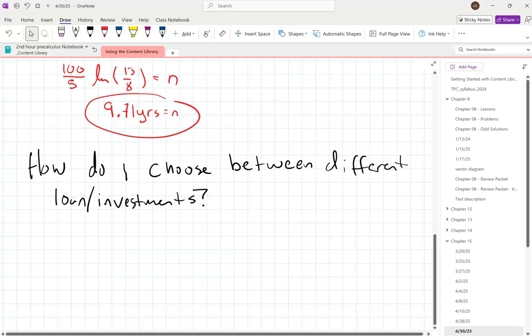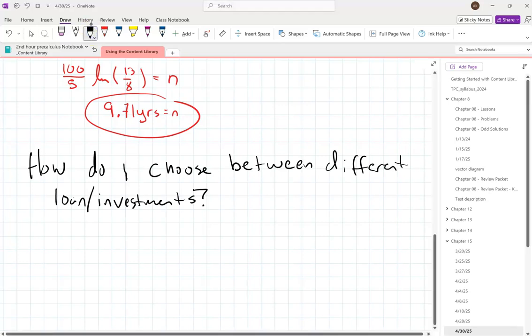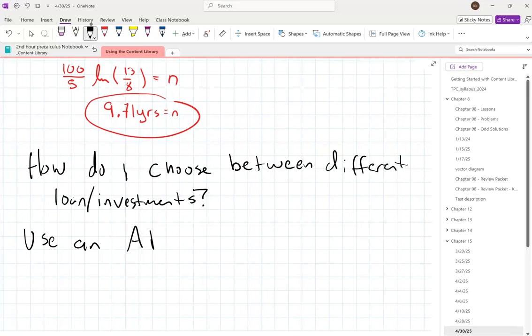So that's what we're going to be talking about here. And the tool that we're going to use to make that decision is called an APY. This stands for annual percentage yield.